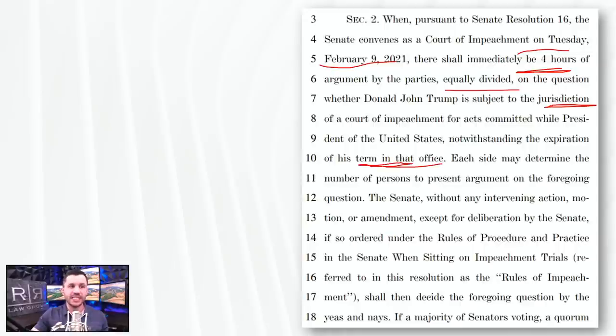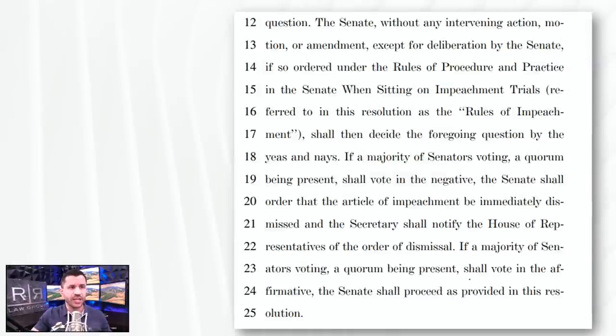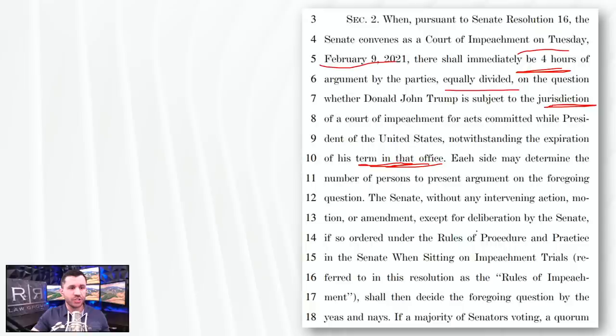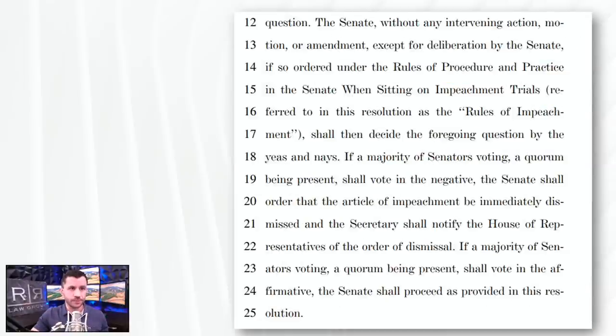So can he still be impeached? Can he still be tried even though he's not in office anymore? That's what we were trying to discuss today. Each side may determine the number of persons to present argument for the foregoing questions without any intervening action except for deliberation. They're going to go and move forward. They're going to be able to vote. Basically, it's going to just be a quorum. If it's a majority vote, then they can move forward. And it's going to say they're going to decide by, you know, yeas and nays.